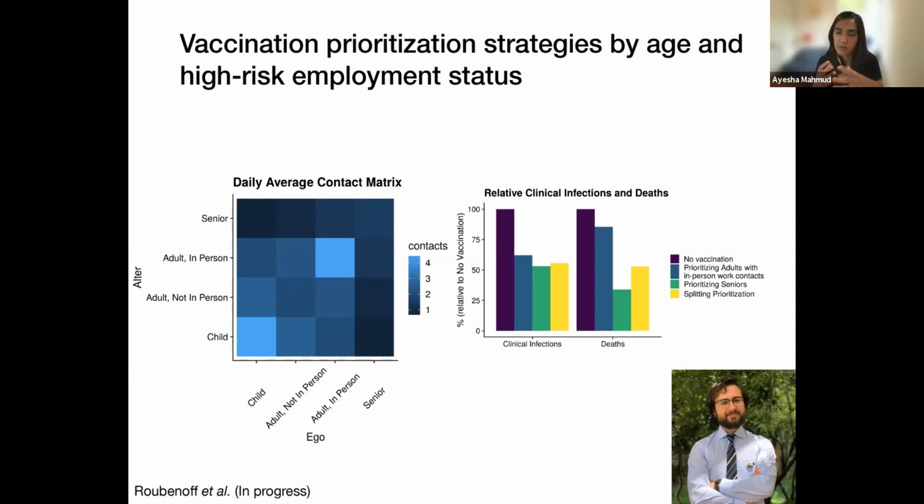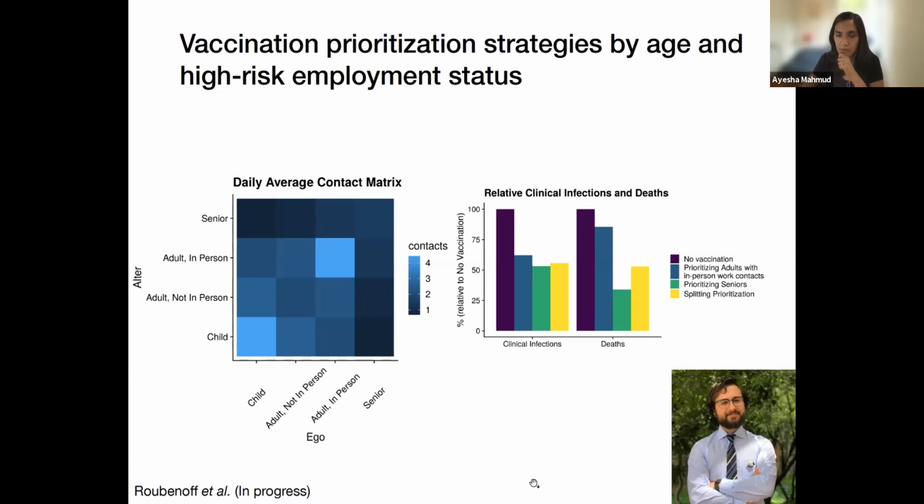Even when we consider the indirect effects, it's still the case. We know essential workers have a lot more contacts, which is what we would expect, but we also see it in our survey data. But even accounting for those indirect effects of vaccination, we still see that prioritizing seniors makes the most sense in averting deaths. And this is just presenting one scenario.